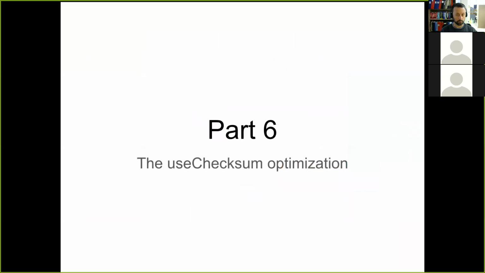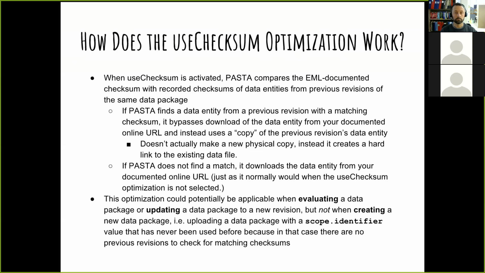Finally, the culmination of this presentation, part 6, the useChecksum optimization. How does the useChecksum optimization work? So when it is activated, and we'll talk about how that happens, Pasta compares the EML documented checksum with recorded checksums of all data entities from previous revisions of that same data package lineage. So if Pasta finds a data entity from a previous revision with a matching checksum, it bypasses download of the data entity from your documented online URL and instead uses a copy of the previous revision's data entity.